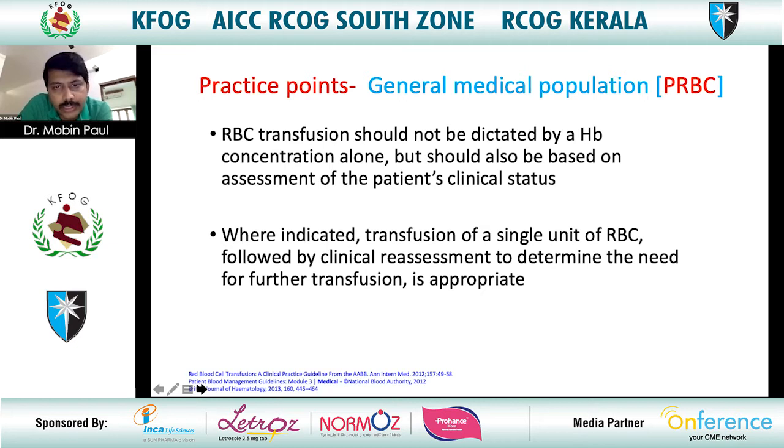When indicated, you transfuse 1 unit and reassess. Most of the time, in the general medical population, this is not a crash. You need to give and reassess. Most of the time, ask for 2 or 3 packed red cells.